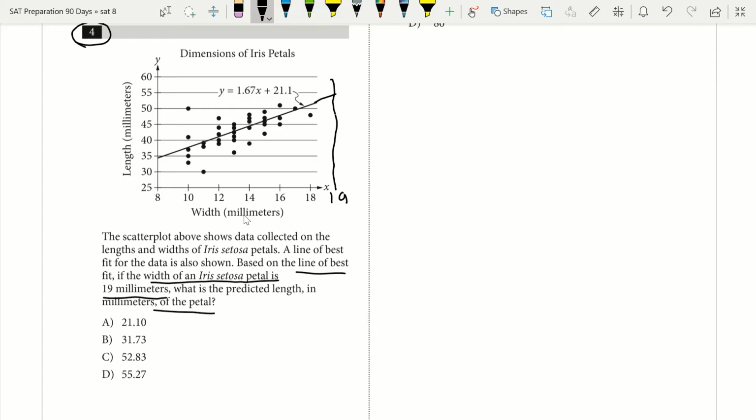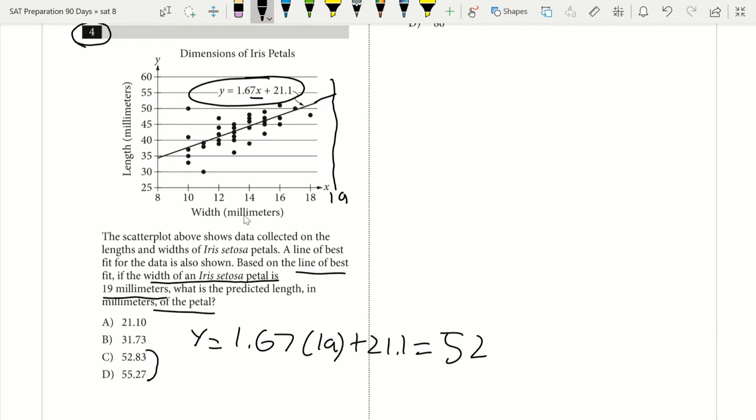But if they had 2 answer choices that were really close, like in this case C and D are really close, what we'd want to do then is take this equation for the line of best fit and plug in for x, right? Say that you have bad vision or you can't really tell based on where 19 would be, but you want to be sure in your answer. Then you want to take that equation and plug in 19 for x. So you do y equals 1.67 times 19 plus 21.1. You plug that in your calculator, not the y, just the 1.67 times 19 plus 21.1. I'll put that in my calculator right now, and that's going to give you 52.83.